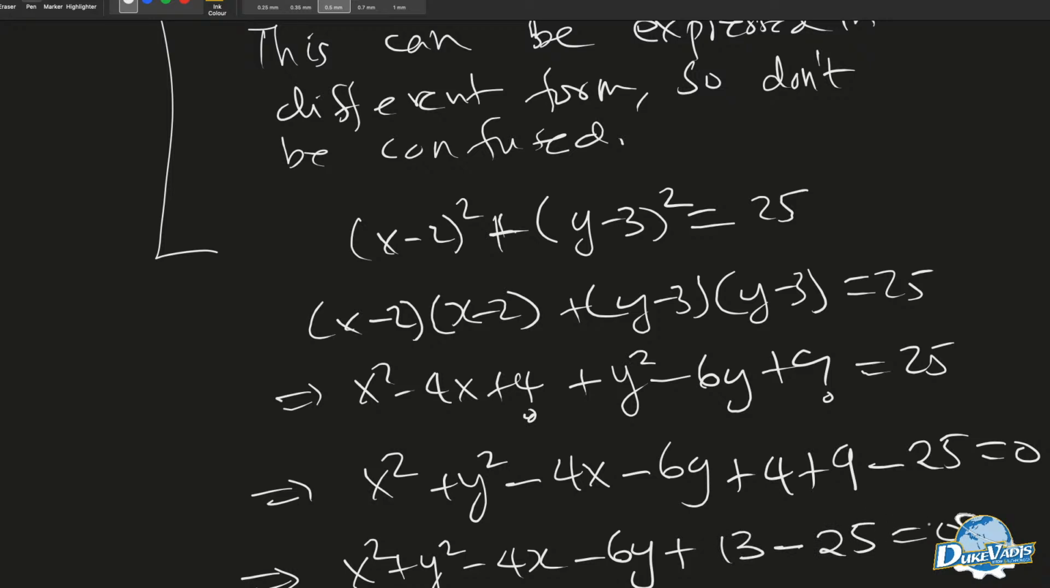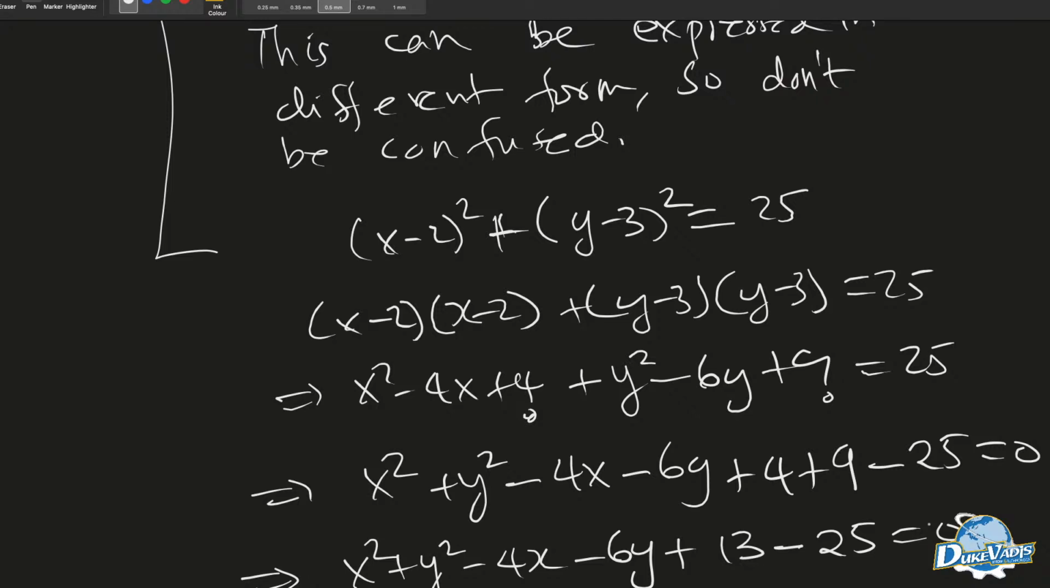Friends, now, somebody may see this, a student may see this one, and they will get confused. They shouldn't get confused. It's the same equation of a circle that we have, expanded to this form. So now, if you look at this, what comes to mind is that the equation of a circle can be given in a different form.